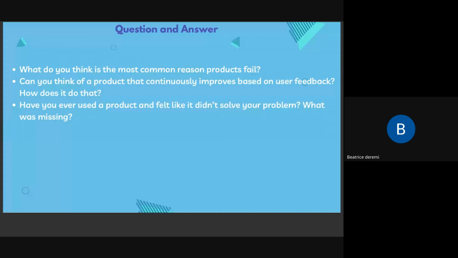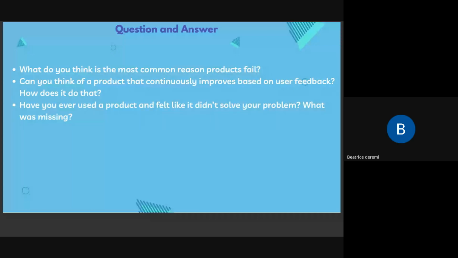Then my question two, can you think of a product? Wait, wait. We are still in question one. We've not got to question two. Okay, that's the answer for question one. So your question one answer is what again? Please come again. It's that they're not solving the right problem that the customer needs.